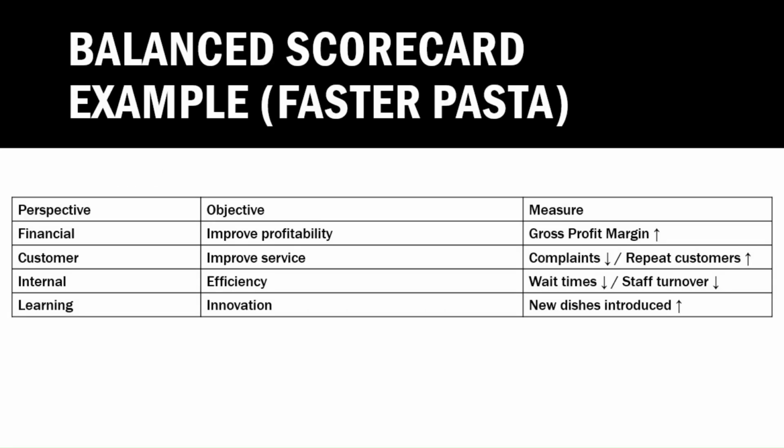For instance, at a restaurant called Faster Pasta, the financial goal might be higher profit margins. The customer goal, fewer complaints and more repeat visits. Internal goals, faster service and less waste. Learning goals, better training and new recipes. Linking all 4 keeps the business aligned and competitive.